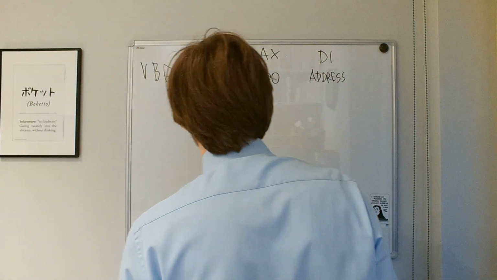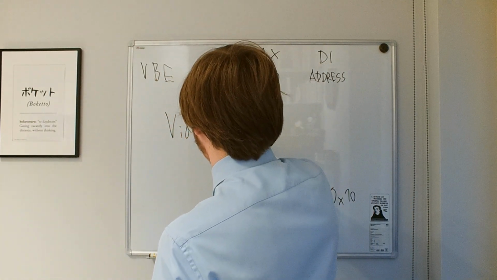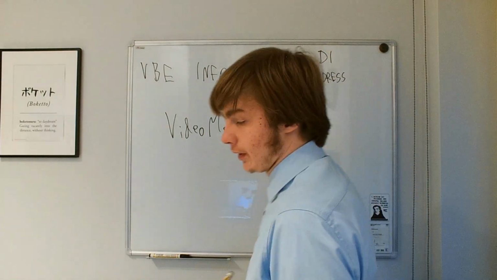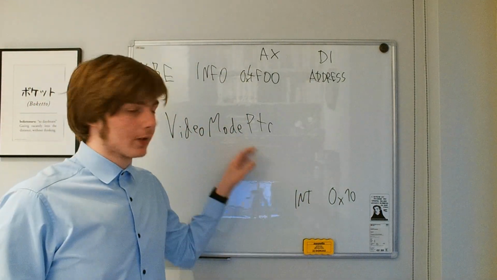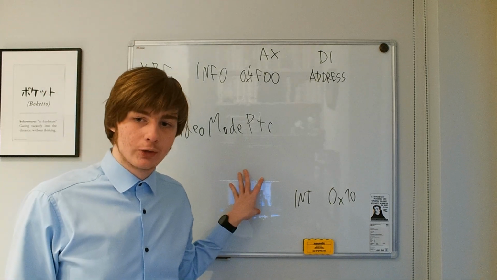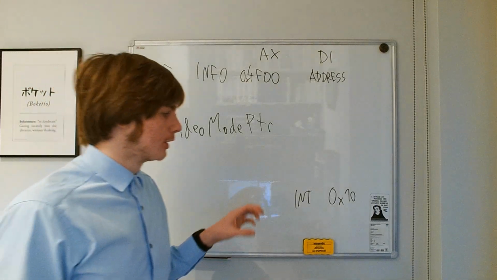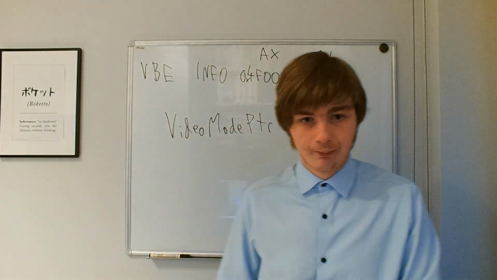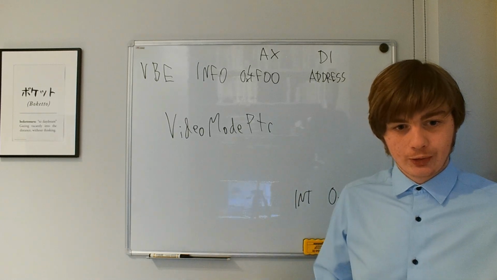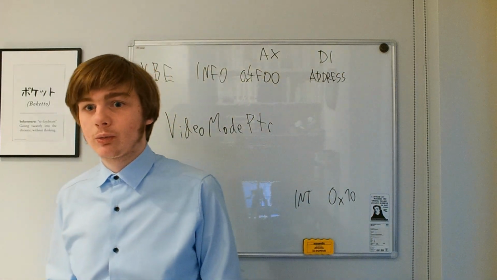But I think a very important field is something called the video mode pointer, because it actually has the ID of the first video mode that is supported by the video card and the display. And this is extremely vital, because what you can do is test for different video modes, because as I said, at a certain point they decided that IDs will be non-consistent.